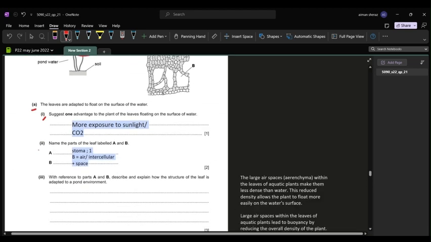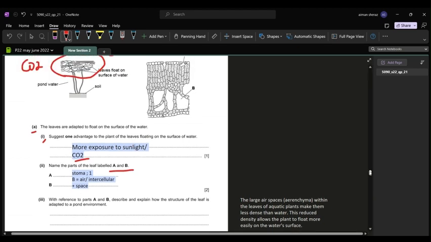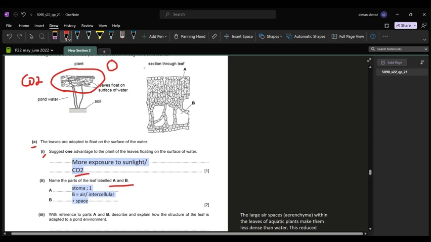Part 2. Name the parts of the leaf labeled A and B. अब जब आपने ये part solve किया, you should definitely know that if they are talking about light and air, then there should be stoma and air or intercellular spaces. And they have also mentioned that this is a section through leaf. So these are the stoma and these are the air spaces, which can easily be identified from this structure.